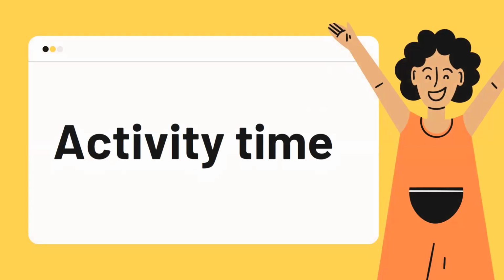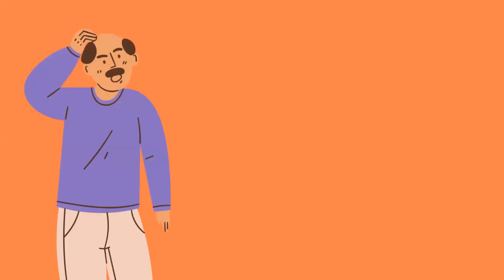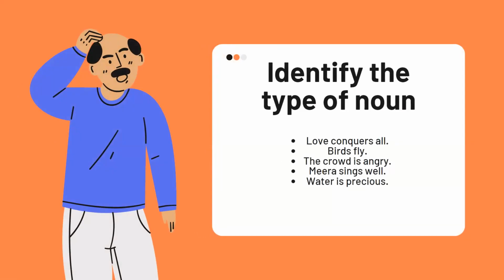Let's have an activity. So here we start with an activity. Identify the type of noun. I have written a few sentences over here. You can pause your video for a second, read all those sentences and let me know if you are able to identify the kind of nouns. And then we'll continue.